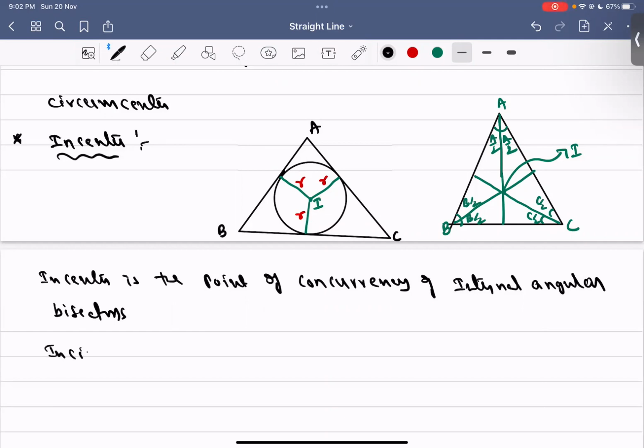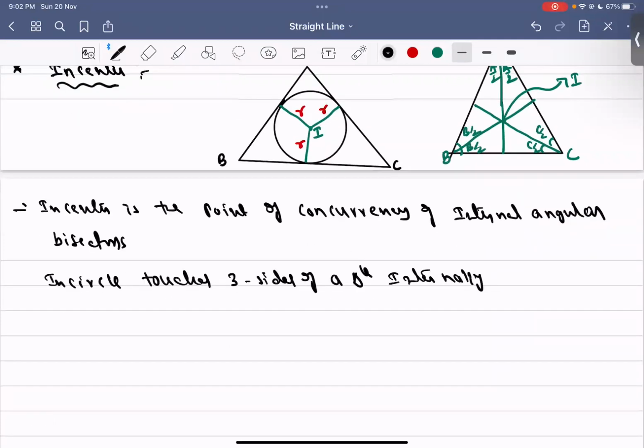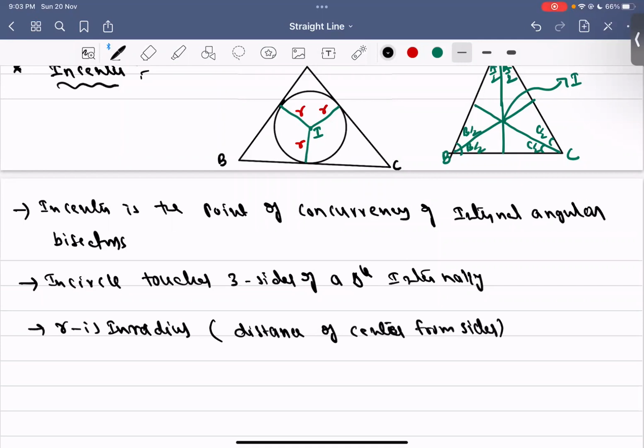Next, the incircle touches three sides of a triangle internally. Incircle touches three sides of a triangle internally. So next one is r is inradius. It is the distance of the center from the sides. The distance of the incenter from the sides is the inradius. So this is about incenter.